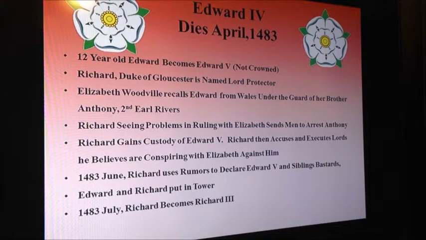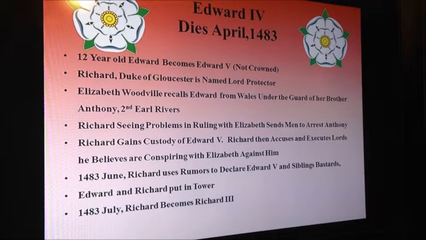Richard, seeing a problem with ruling with Elizabeth and trying to rule through her son, decides to send men to arrest Elizabeth's brother Anthony and to take Edward V into custody. So it works out. Richard gains custody of Edward V, and Richard then accuses and executes lords he believes are conspiring with Elizabeth against them. Why did he think they were conspiring against them? Because they were.